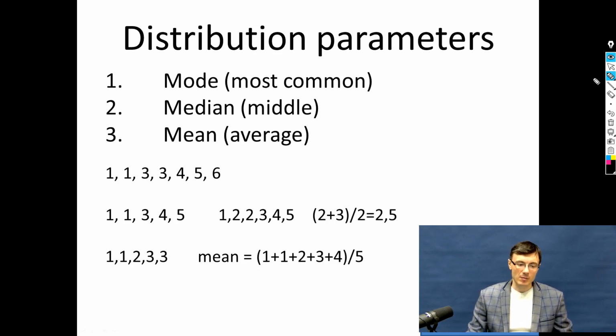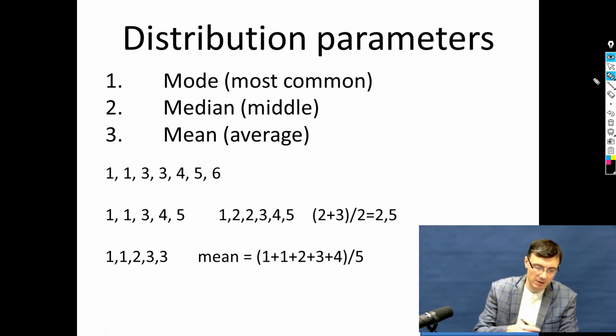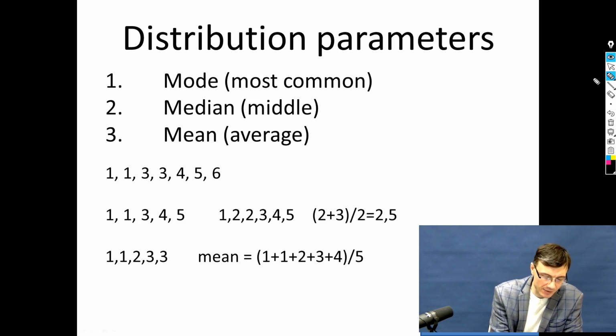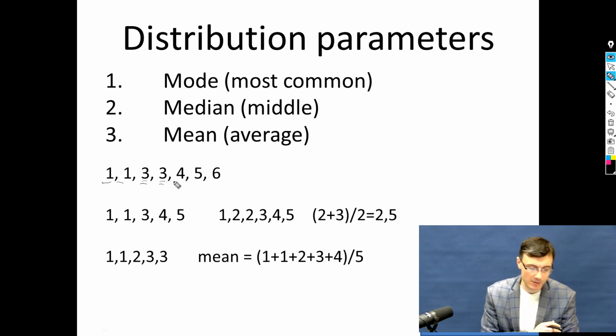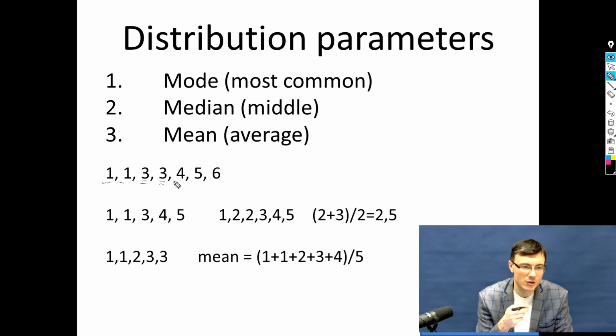So, mode is the most common value in your sample set. For example, if we have 1, 1, 3, 3, 4, 5 and 6, you see that the most common are 2 values, 1 and 3. So there will be 2 modes in this sample or set.